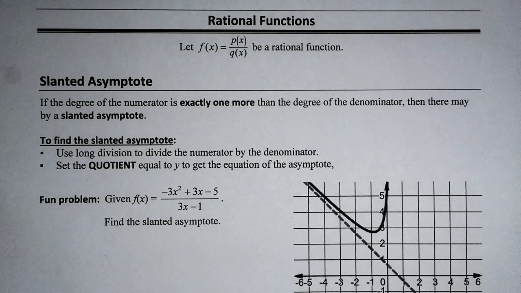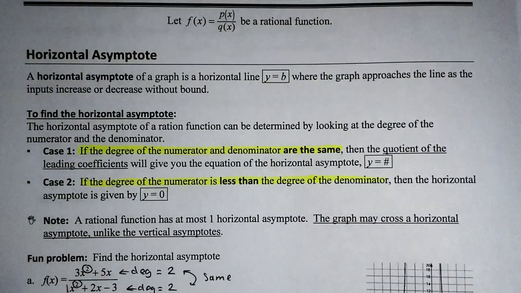Hola, hola. In this video, we are going to be talking about how to find the slanted asymptote of a rational function. Before we begin, I want to take a flashback to how to find the equation of a horizontal asymptote. And lucky for me, I have that sheet of paper.